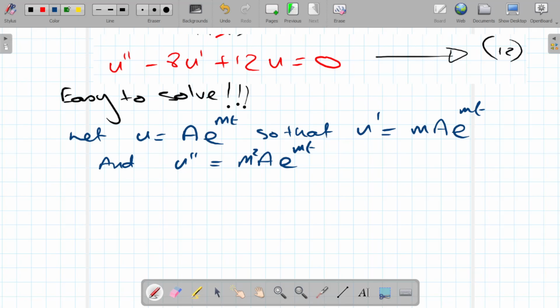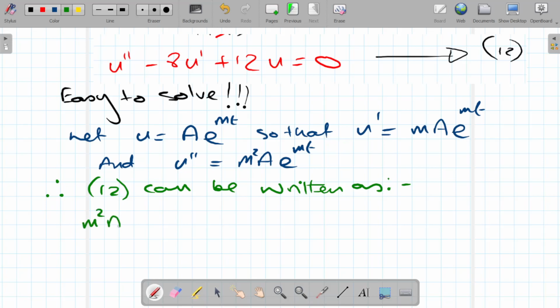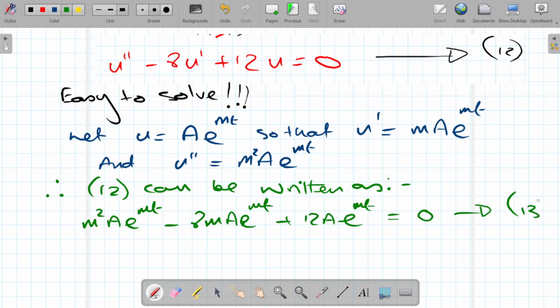Therefore, 12 can be written as m squared A e to the mt minus 8 m A e to the mt plus 12 A e to the mt equal to 0. And we'll call that equation 13, right?